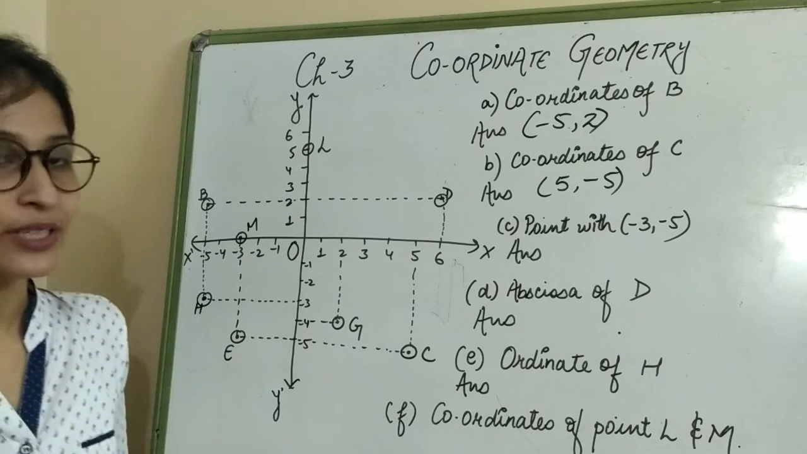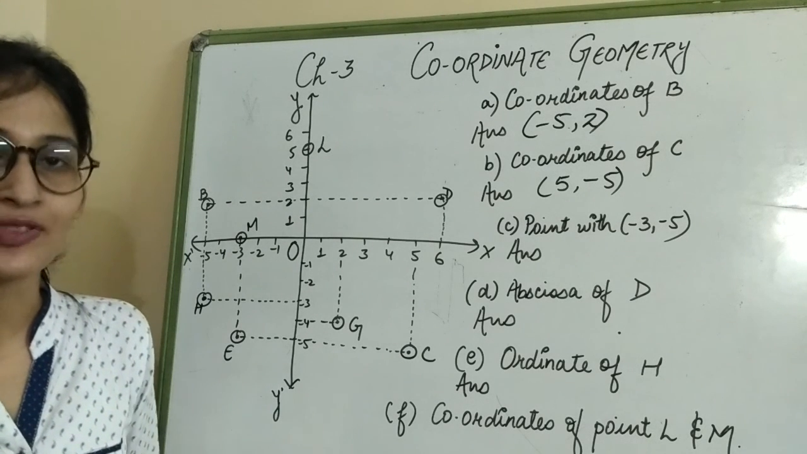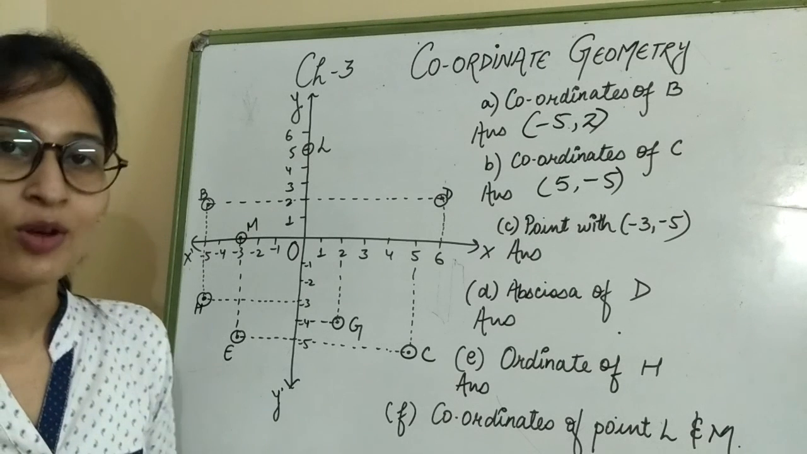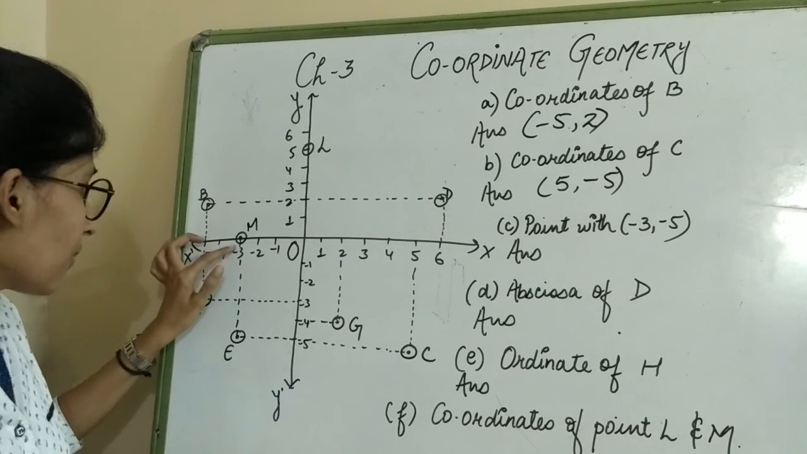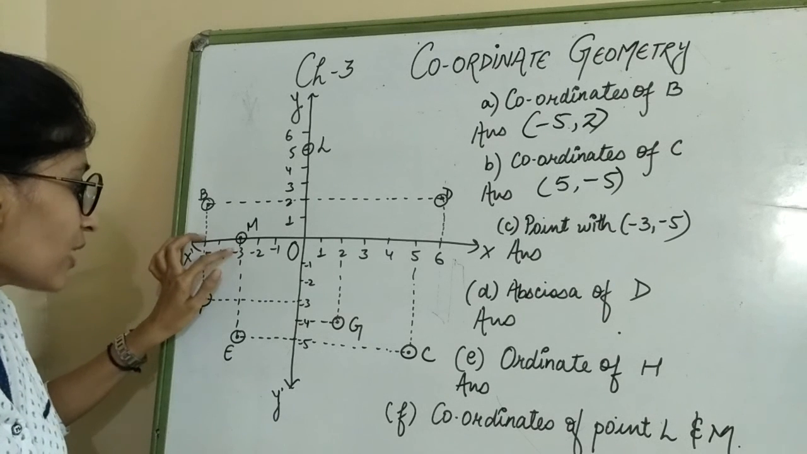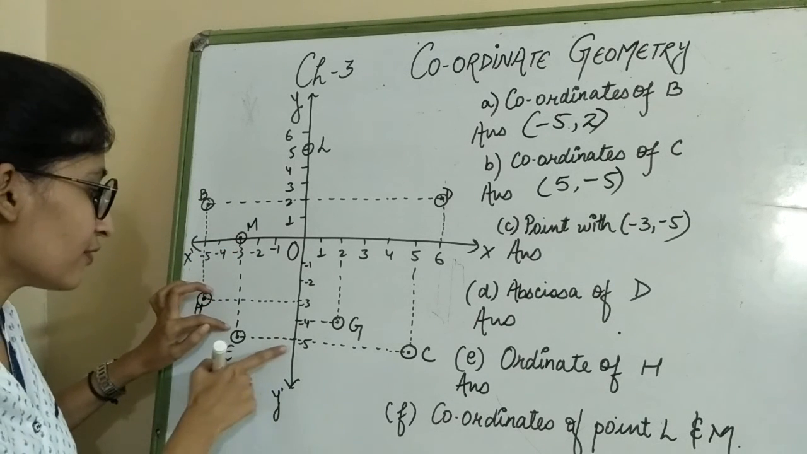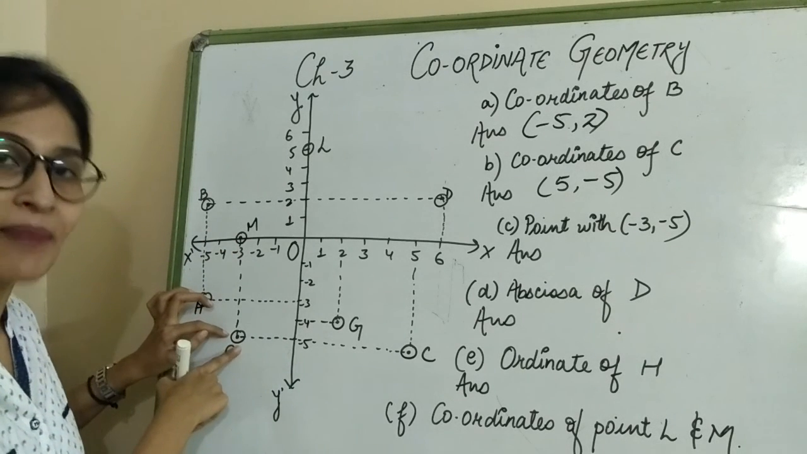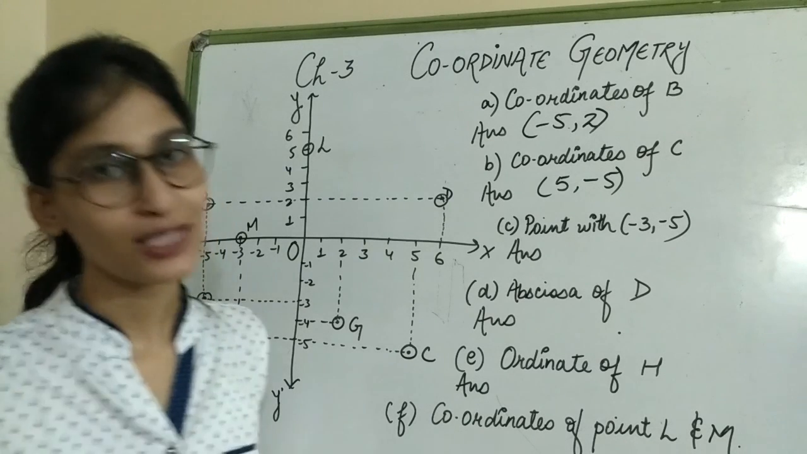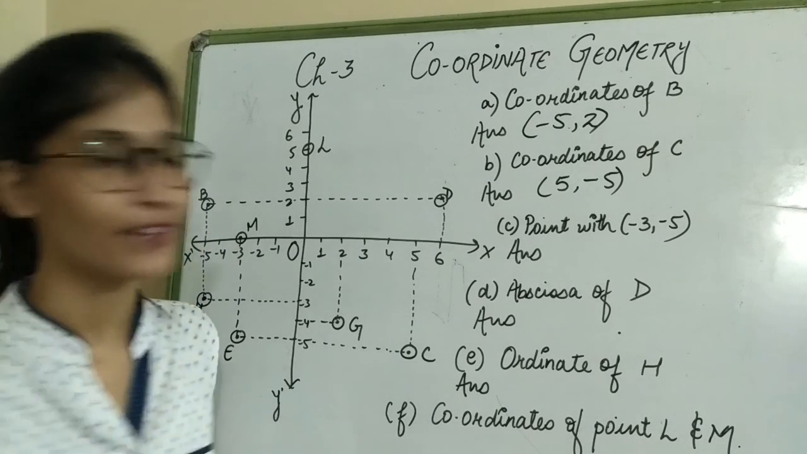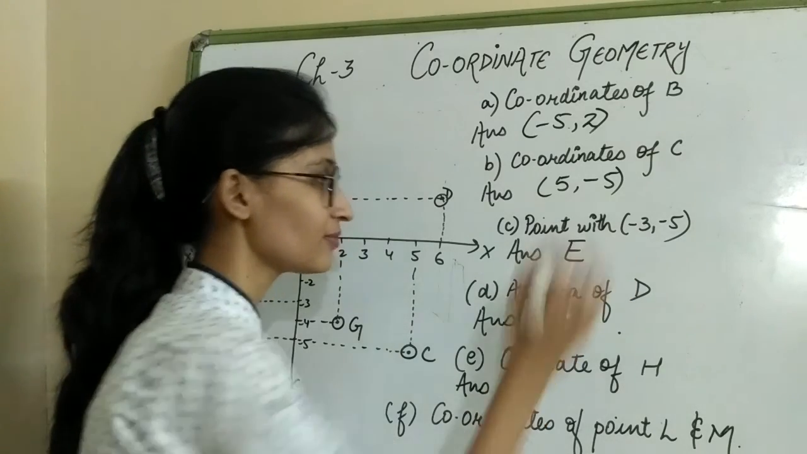Next, write the point with the coordinates -3 and -5. The x coordinate is -3, so start looking on the negative x-axis at -3. And the y coordinate is -5. -3 and -5 are meeting at the point E. So the point represented by the coordinates (-3, -5) is E.